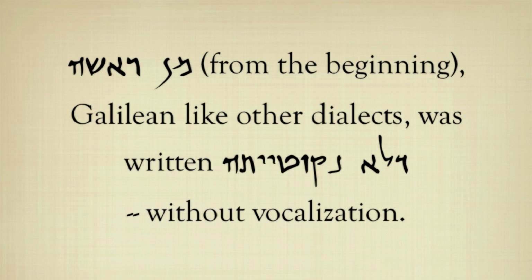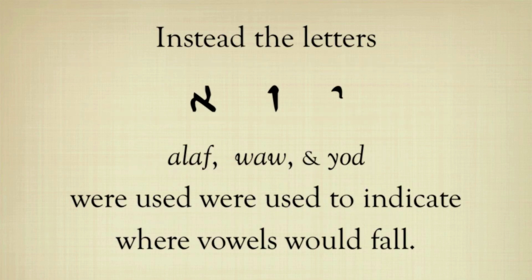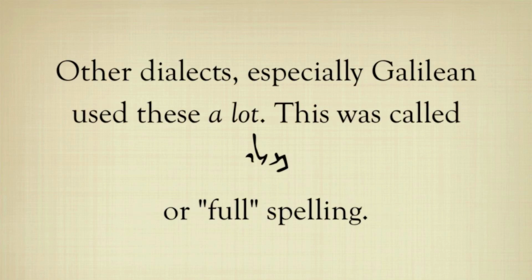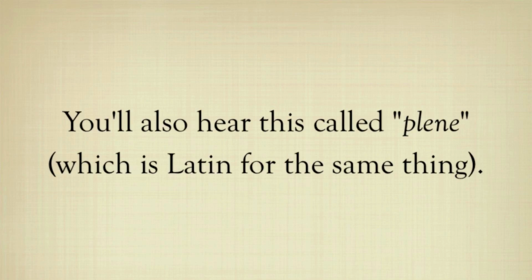From the beginning, Galilean, like other dialects, was written without vocalization. Instead, the letters aleph, waw, and yod were used to indicate where vowels would fall. Some dialects use these sparingly. This was called in Galilean chasir, or deficient spelling. Other dialects, especially Galilean, use these a lot. This was called in Galilean mle, or full spelling. You'll also hear this called plene, which is Latin for pretty much the same thing.